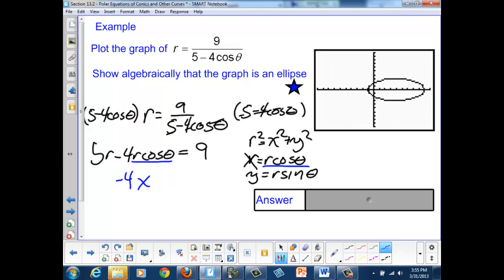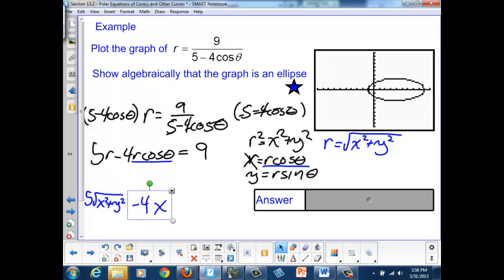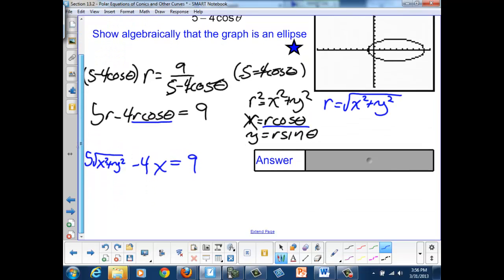Now, if r squared equals x squared plus y squared, then r equals the square root of x squared plus y squared. So I can replace this 5r with 5 times the square root of x squared plus y squared. Then I can subtract the 4x, have it equal to 9. And I'm very close. I now have my expression in terms of x's and y's, but it's not anything I recognize. So I'm going to perform a little more algebra.